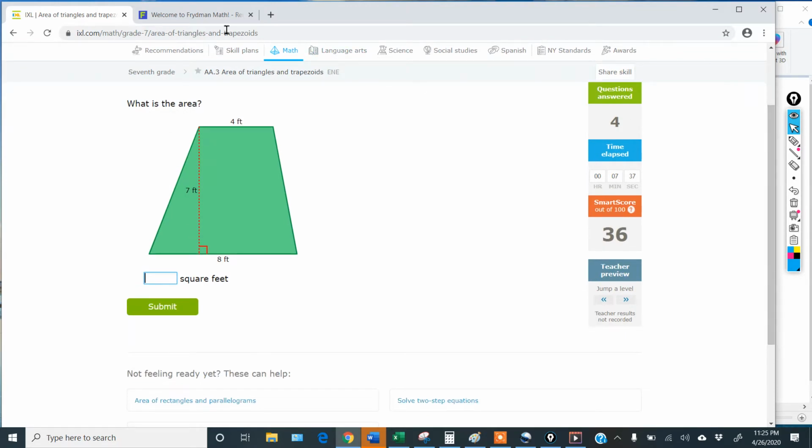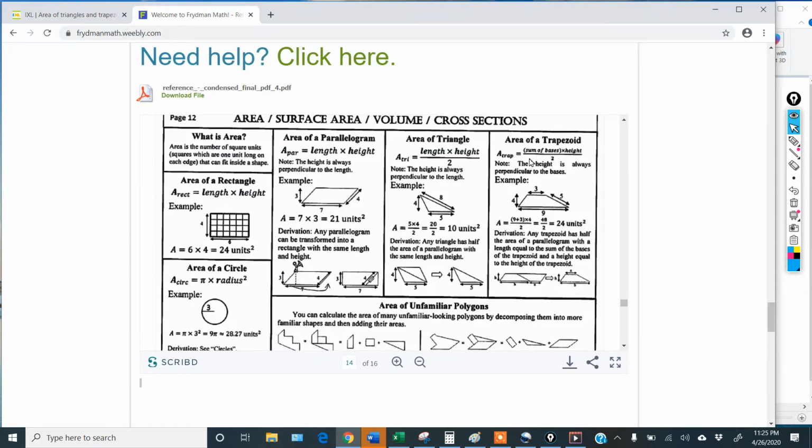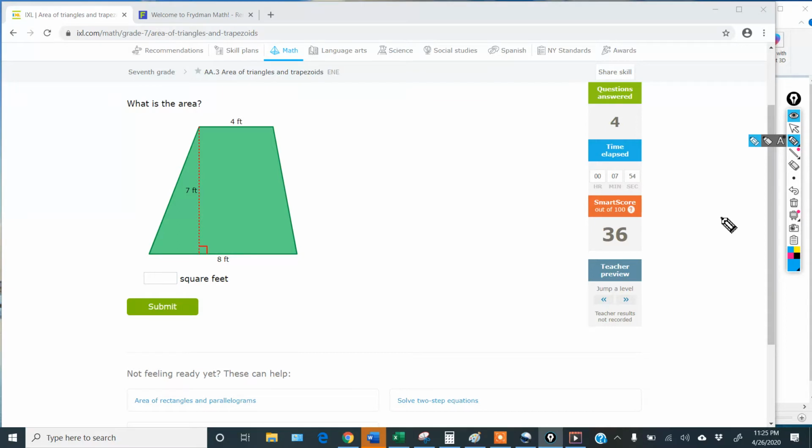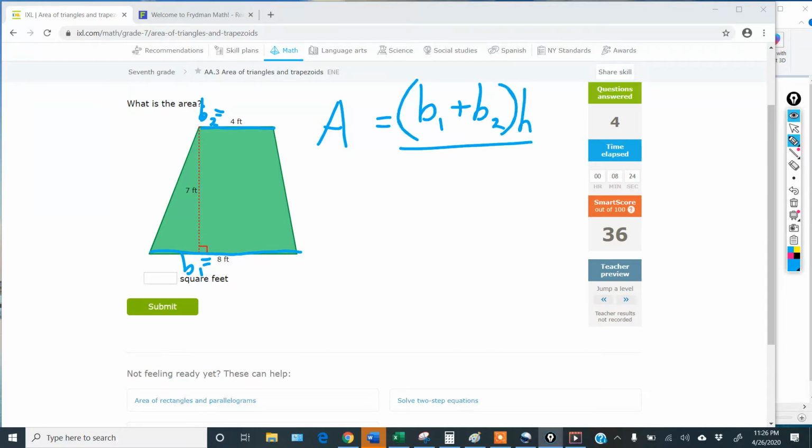Now let's look at our formula for the area of a trapezoid. So in this case, we have to get the sum of the bases. That means we have to add the two bases together, then multiply by the height, and then divide by 2. So I'm going to say that the area of a trapezoid is base, I'm going to call this base 1, and I'm going to call this base 2. So I would have base 1 plus base 2 times the height divided by 2.